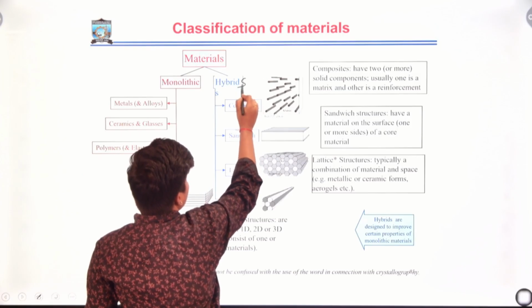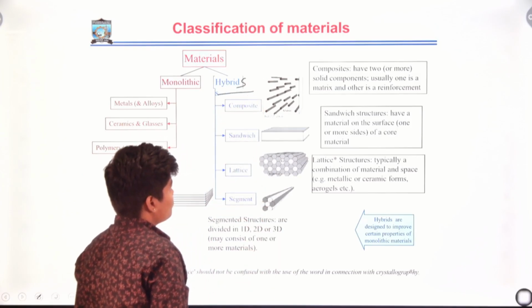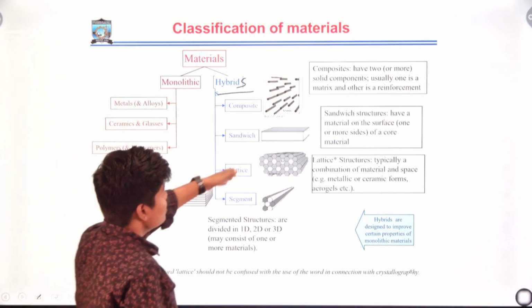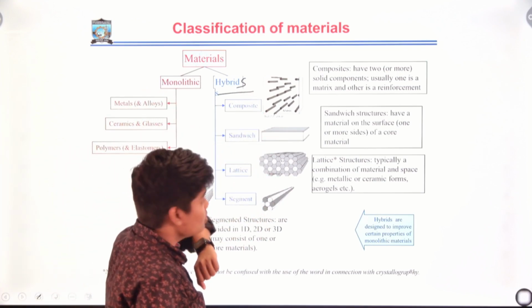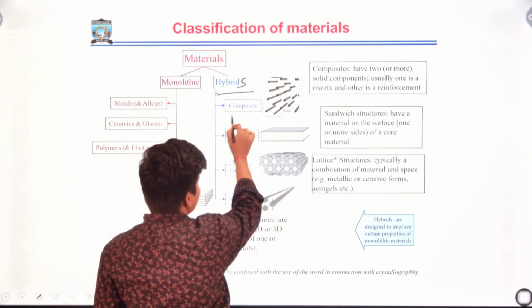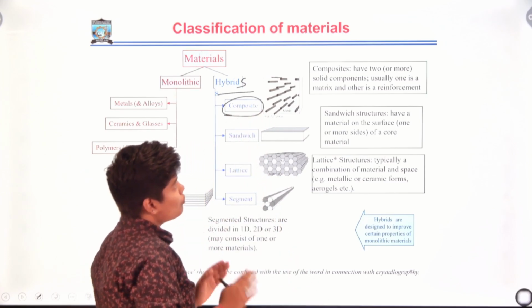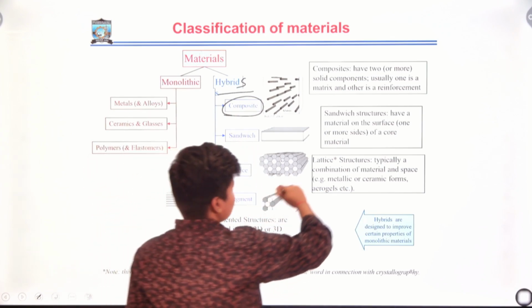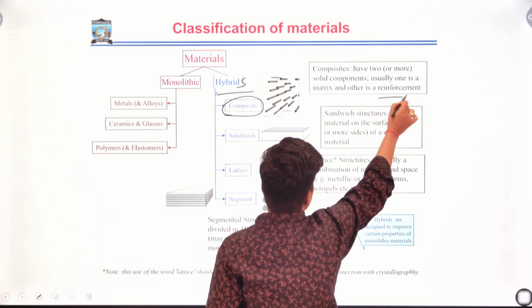Hybrids can be classified into four categories: composite materials, sandwich, lattice, and segment structures, with different material arrangements, so the difference is in the name. First, what is composite? Composite materials are a combination of different materials. One is the matrix and another one is the reinforcement.